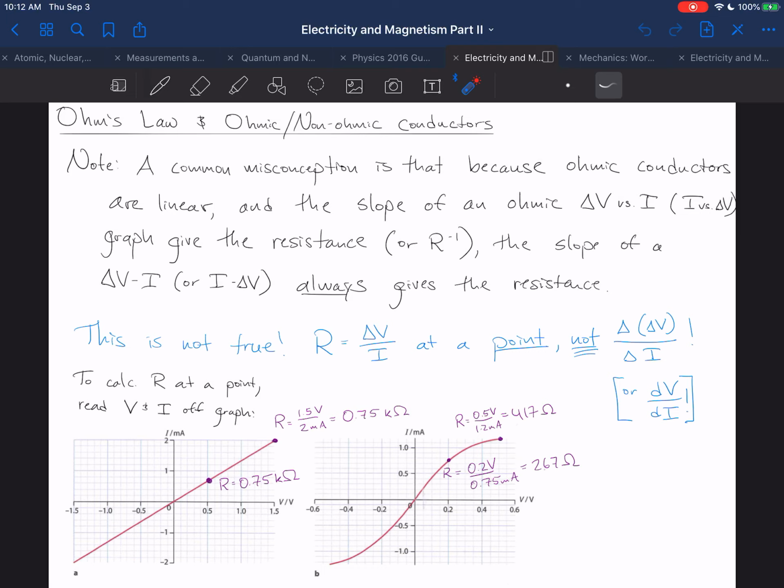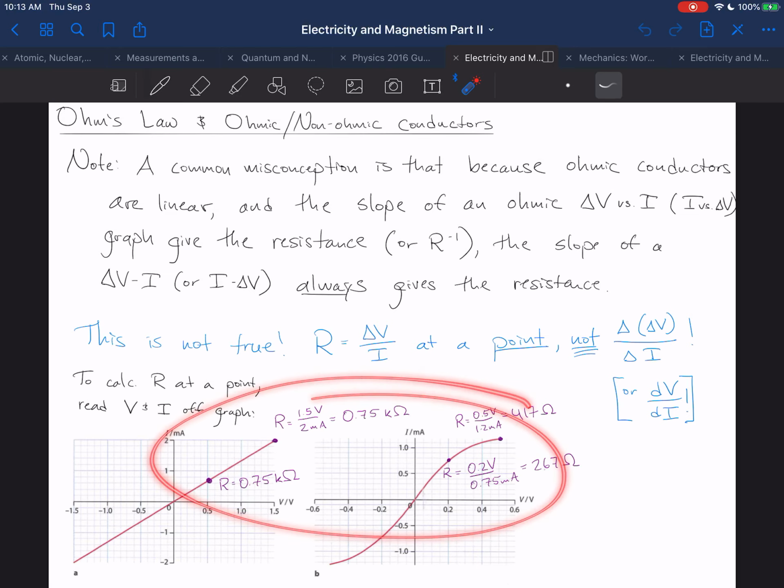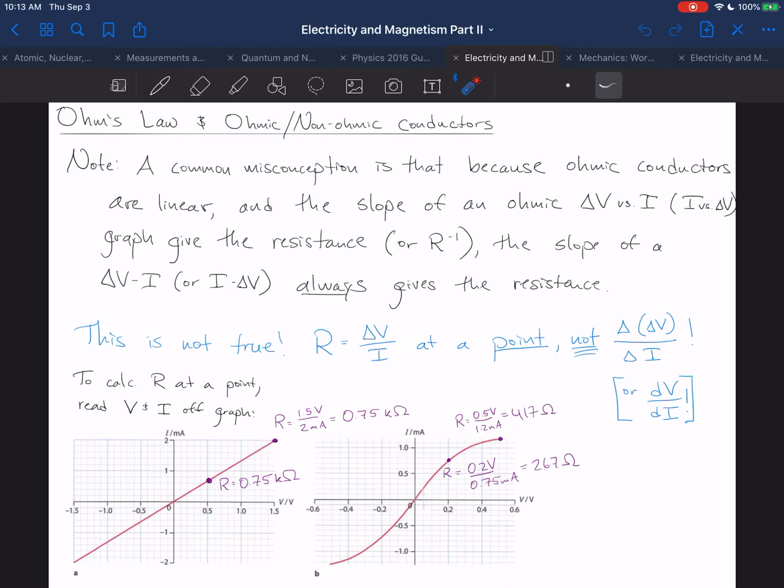Note, a common misconception is that because ohmic conductors are linear and the slope of an ohmic delta V versus I graph gives the resistance, the slope of a delta V versus I graph always gives the resistance. I've mentioned this before, but it's worth reiterating. R is equal to delta V over I at a point, not the change in delta V over the change in I, or dV/dI. So be a little bit careful about this. Make sure that you're comfortable calculating R at a point simply by taking the value you read off one axis and dividing by the value you read off the other axis. I'd recommend taking a couple of points in these two graphs, actually calculating the resistance and observing how they will either be the same for an ohmic conductor or might be different for a non-ohmic conductor.